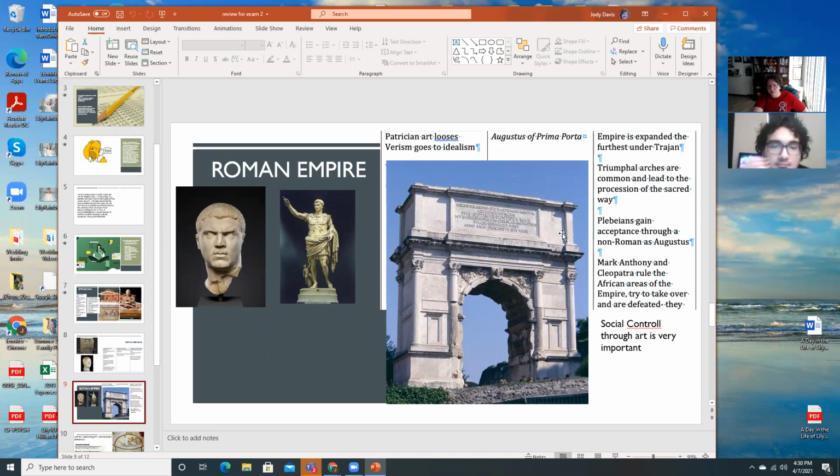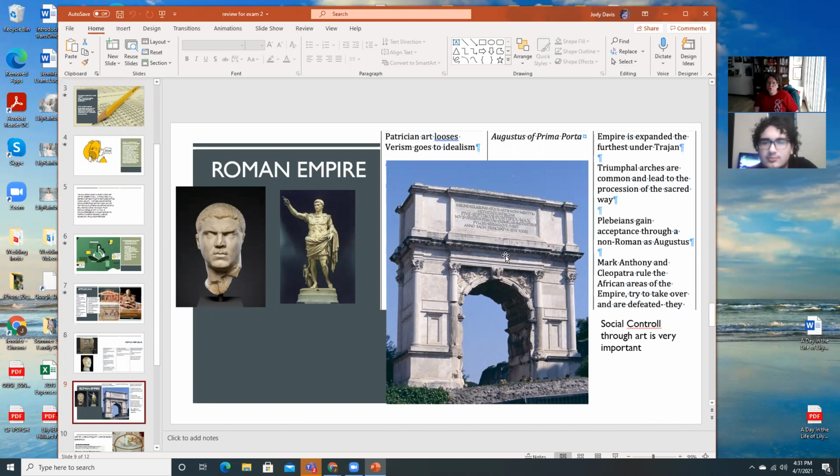What you have here is the triumphal arch. The empire expands the furthest under Trajan. You really want to know what Trajan did, what Hadrian did, what Vespasian did. Triumphal arches are common and lead to the procession of the Sacred Way. Remember that road that goes underneath the arch is called the Sacred Way. Mark Antony and Cleopatra rule the African areas of the empire, and they try to take over, but they are soon defeated.